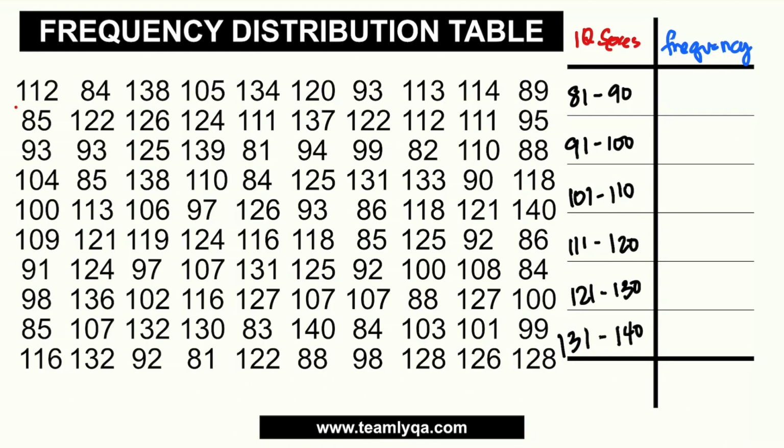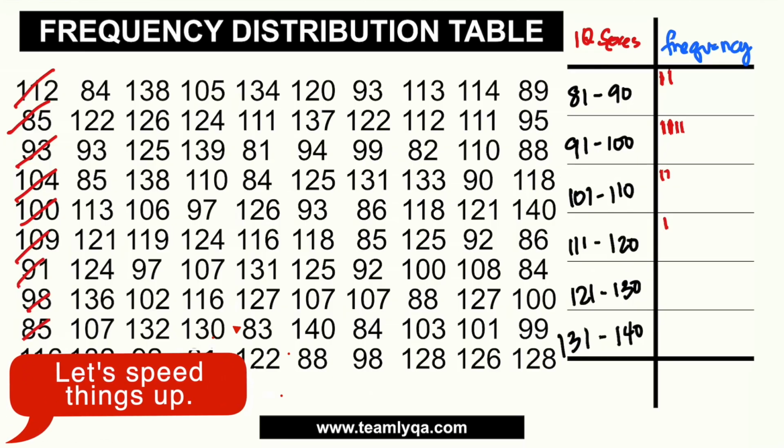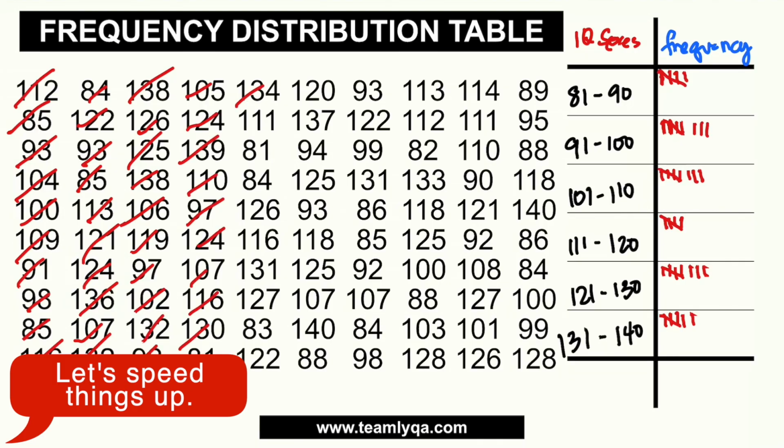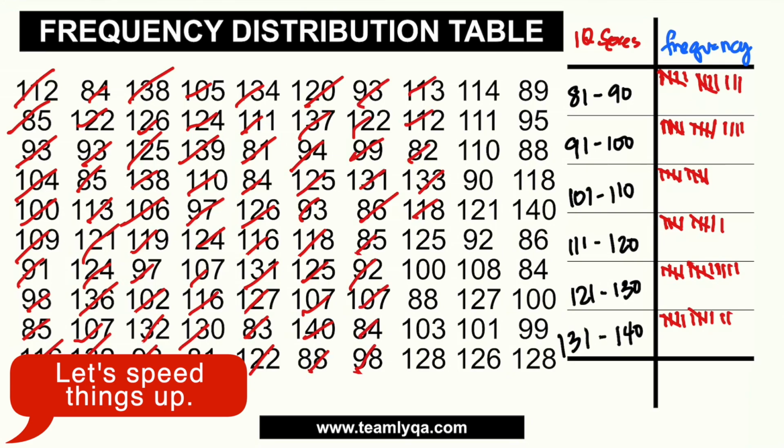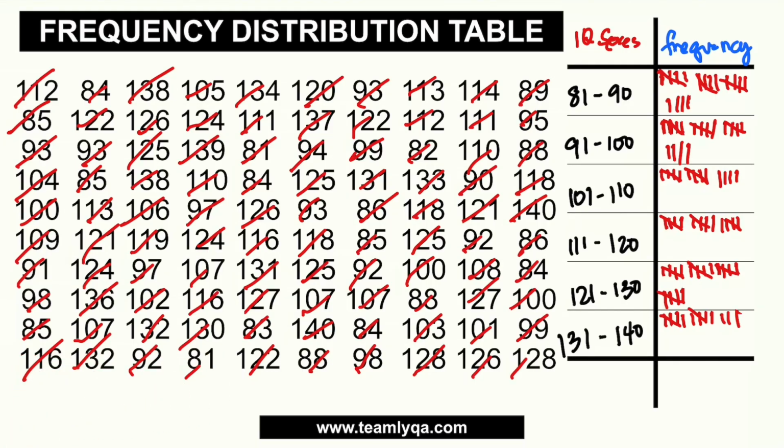Okay, let's start. If we have 112, nalagyan natin siya dito. Okay? 85 would be here. 93 is right here. 104, dito siya. 100 is here. Okay? 109 would be here. Okay, so natali ko na siya.